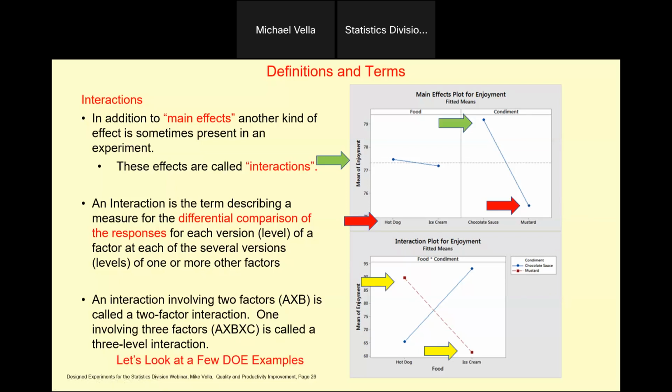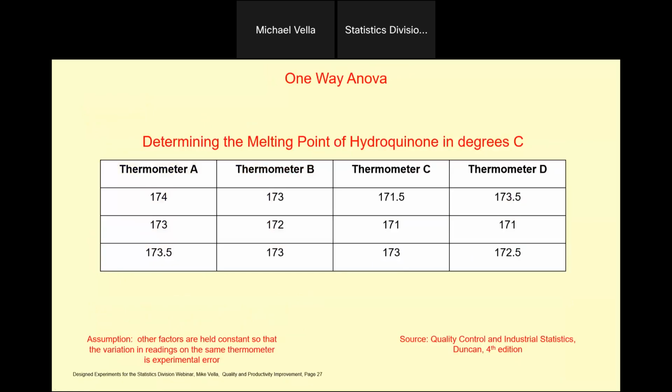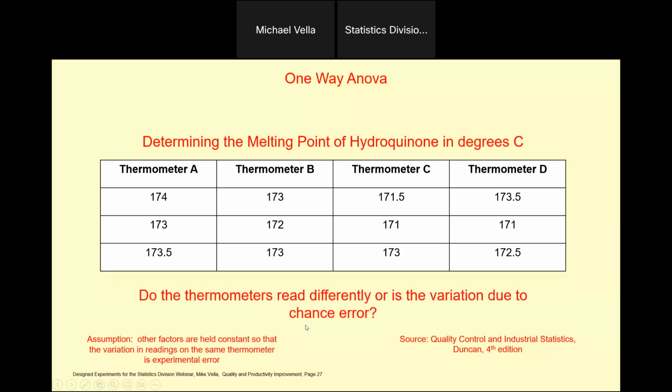Let's look at a few DOE examples. If you don't have this book, I'd urge you to go out there and buy it. It's a great text that I've looked at for many years. And that's Duncan's Quality Control and Industrial Statistics. He introduces a one-way analysis of variance by doing this exercise that we'll go through, determining the melting point of hydroquinone in degrees centigrade. He's interested in determining if these four thermometers are reading the same or there's some significant error there. So that's the question: do the thermometers read differently, or is the variation due to chance error?